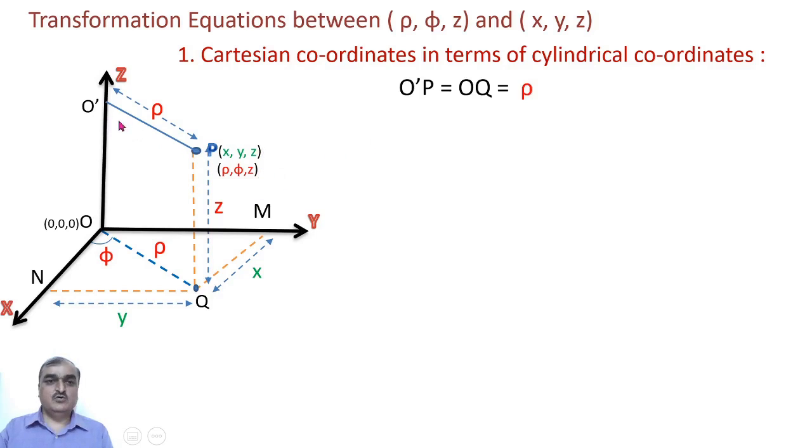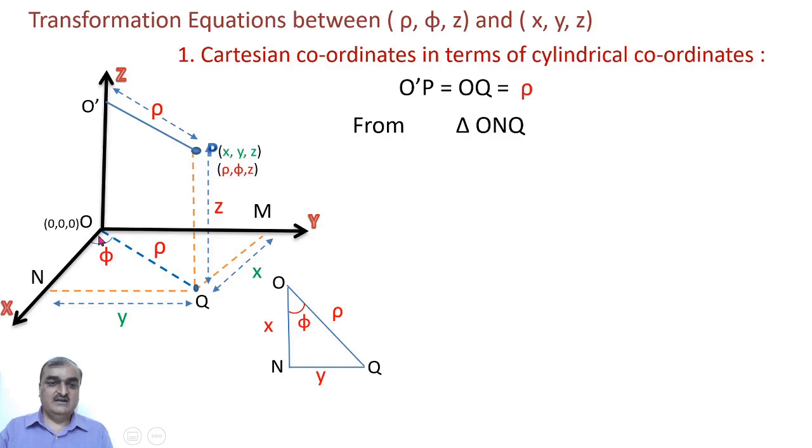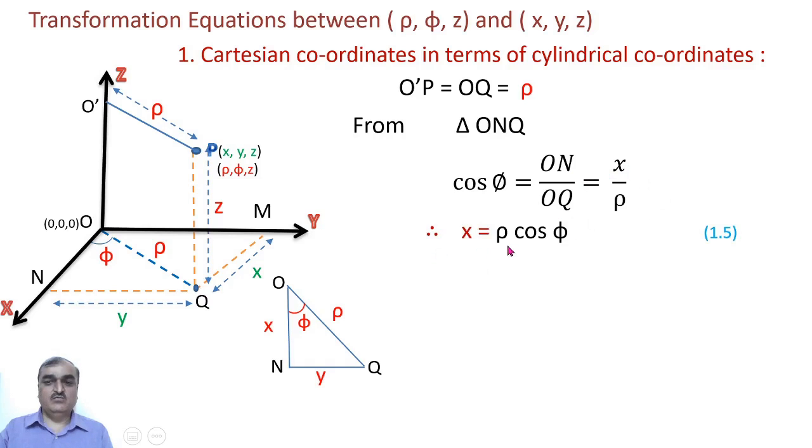This distance O dash P is rho. Therefore, this OQ is also rho, from the geometry of the figure. Then from this right angle triangle ONQ, this angle is 90 degree. From this triangle ONQ, cos phi is equal to adjacent side ON upon hypotenuse OQ. But ON is nothing but x, and OQ is rho. Substitute ON is x and OQ is rho. Then we get x is equal to rho cos phi. This is the first equation, x is equal to rho cos phi.